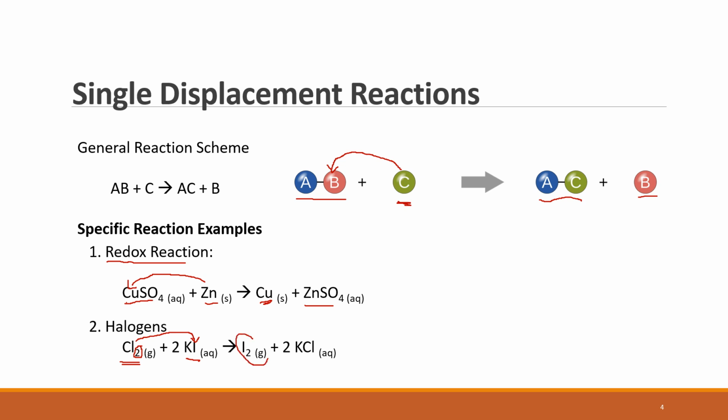And notice iodine is a diatomic. That's why it has the subscript of 2, because iodine is unstable. One iodine atom is unstable by itself, so it finds another iodine atom to pair up with. And then now chlorine is paired up with potassium to make potassium chloride.